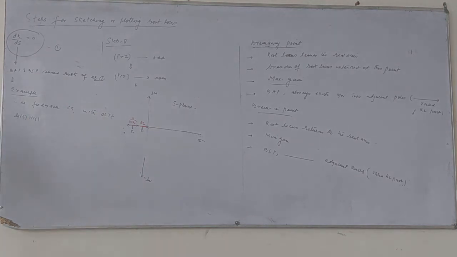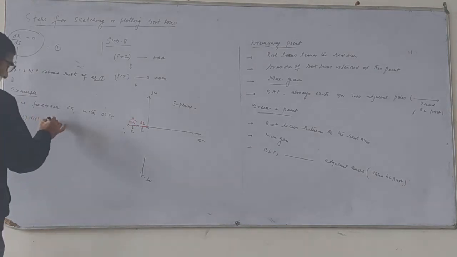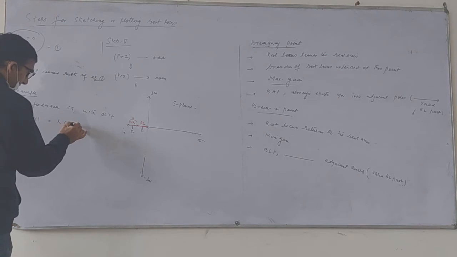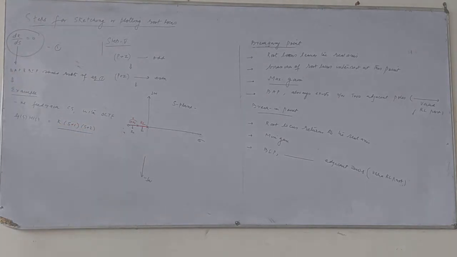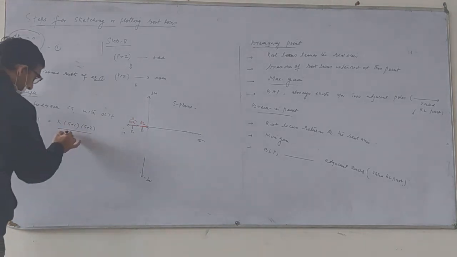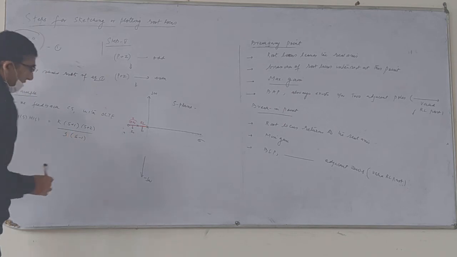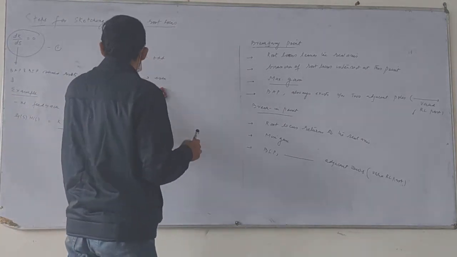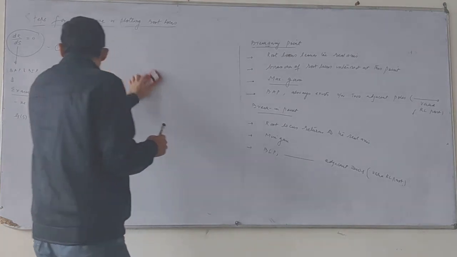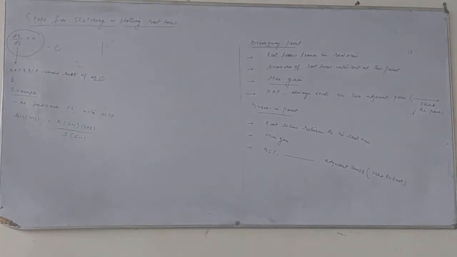It should be G of S H of S. And what should be that G of S H of S? I have taken K (S plus 1)(S plus 2) divided by S into (S minus 1). Okay, so this is our open loop transfer function.